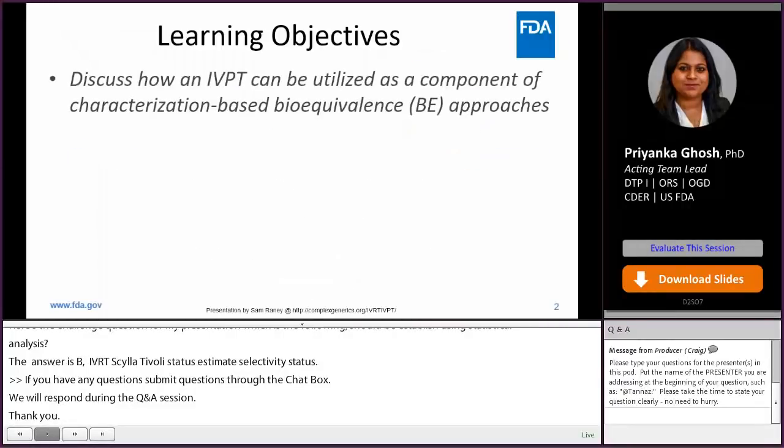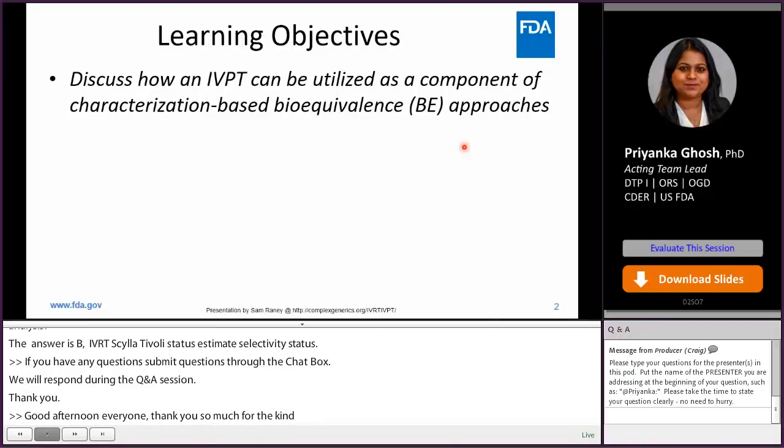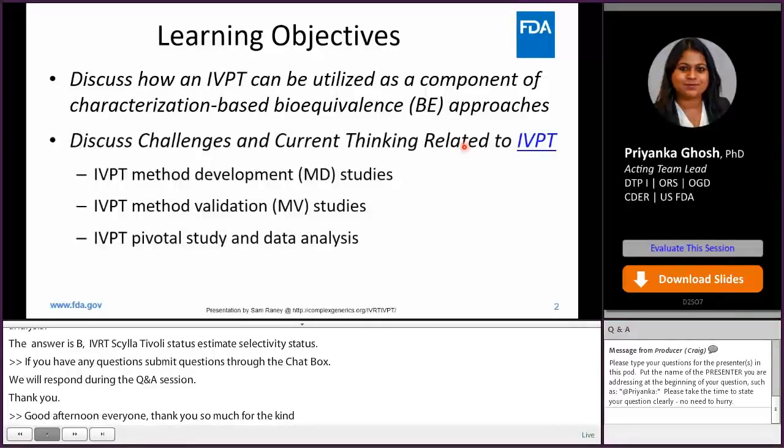The specific learning objectives of this presentation are to discuss how and when an IVPT study can be utilized as a component of characterization-based bioequivalence approaches, and also discuss current challenges and thinking related to the design and conduct of such studies. I would also like to take this opportunity to highlight a presentation by Dr. Sam Raney at the IVRT IVPT workshop earlier this year in August, if you are interested in learning more about the fundamentals of an in vitro permeation test.